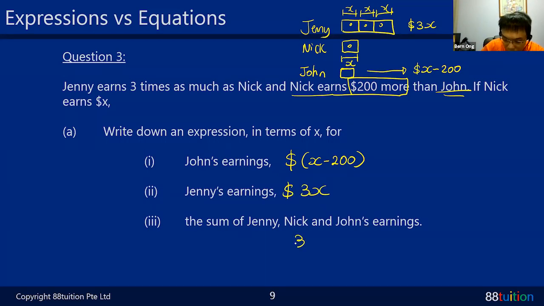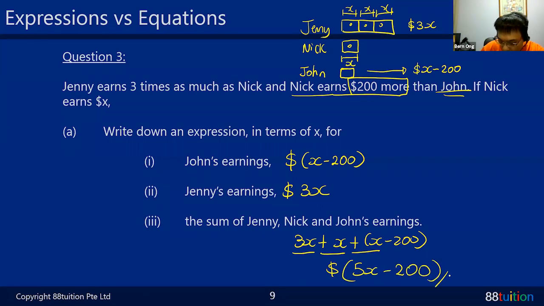And the total earning, 3X plus Nick's X plus John's X minus 200. So how do you simplify them together? Yes, Sherman, you're right. 3x plus x will give you a total of 5x. Minus 200, just put it inside here. And this is your answer. And guess what? This is called an expression. So all these are what we call expression. There's no equal to answer, like equal to $500. So this is an expression.